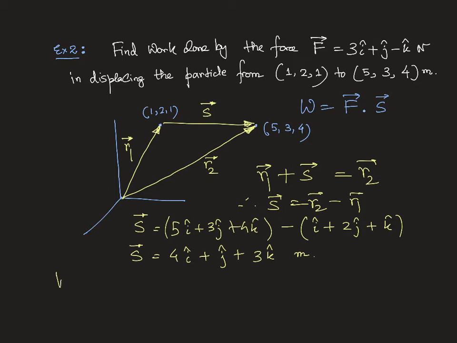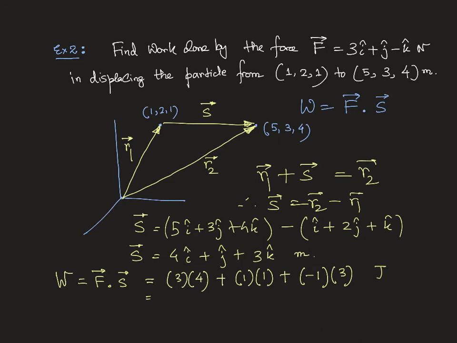Now for the work done by the force, simply apply the formula of the dot product, F dot S. So F has the x component 3, which will be multiplied by the x component of displacement 4, plus the y component of force 1 multiplied by the y component of displacement 1, plus the z component of force minus 1 multiplied by the z component of displacement 3. So work done will be this much joule. Let's calculate that: 12 plus 1 minus 3 joule, that is how much? 10. So the work done is 10 joule.